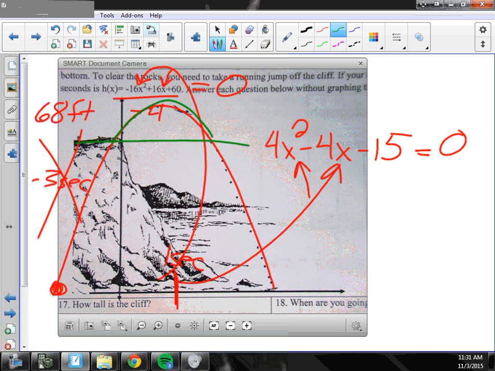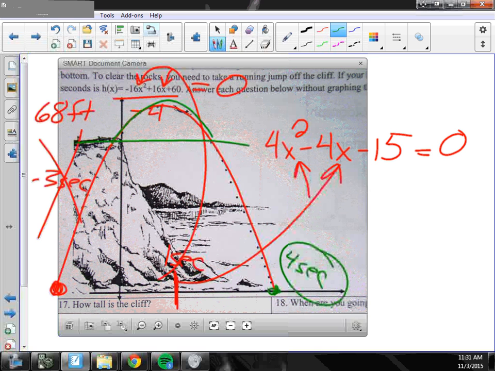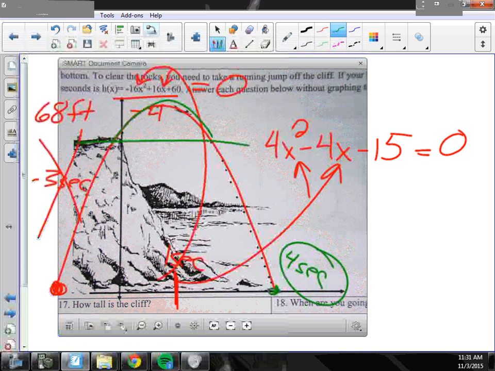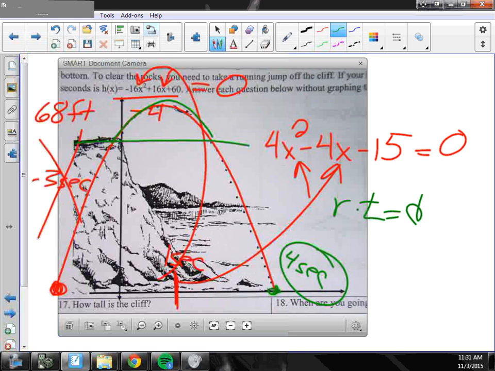You would need to know the root. So let's say this is 4 seconds. If you were in the air for 4 seconds, how far did you jump horizontally? Well, rate times time equals distance. Do I know the rate? 22 feet per second. Do I know the time? 4 seconds. So I would multiply this by 22, and I would get 88 feet.